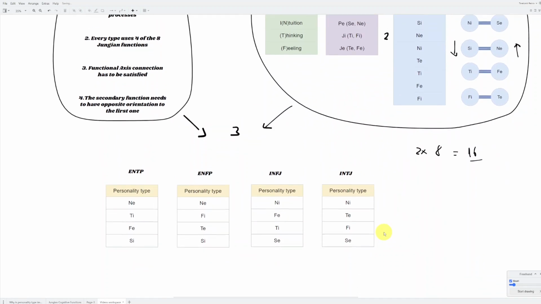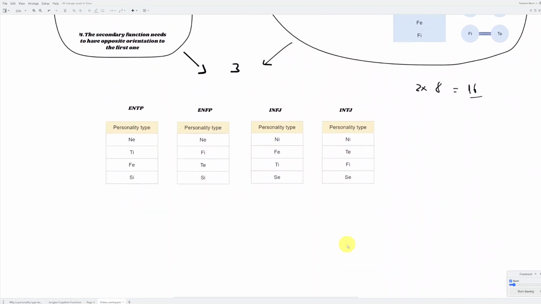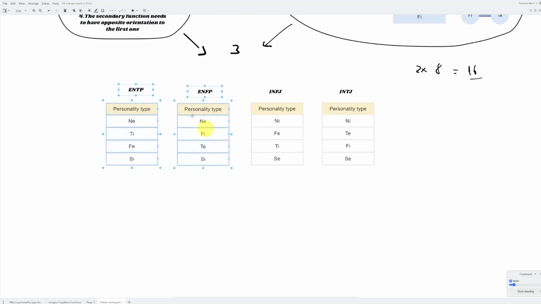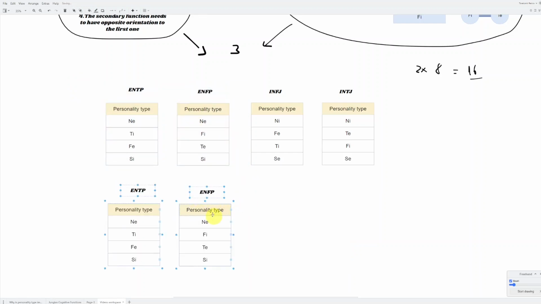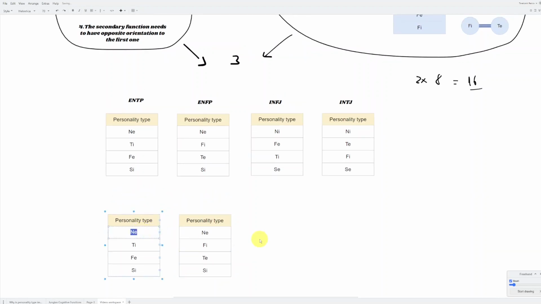Okay, let's do 2 more. We use Te and Ti now, but without looking at the rules. Let's see if we can do that and if we understand it. These 2 can start with Te. So 2 types with Te. If the first one is Te, that means that the last function is going to be Fi based on the axis rule. Which means that for the middle functions, one option is Si Ne, and the other option is Ni Se.